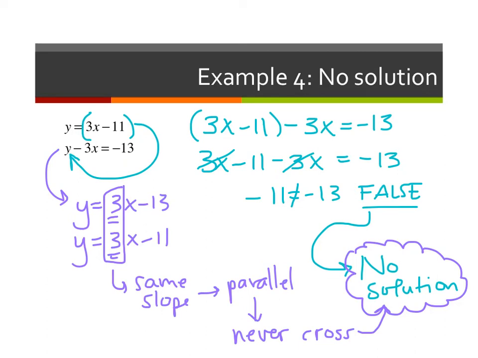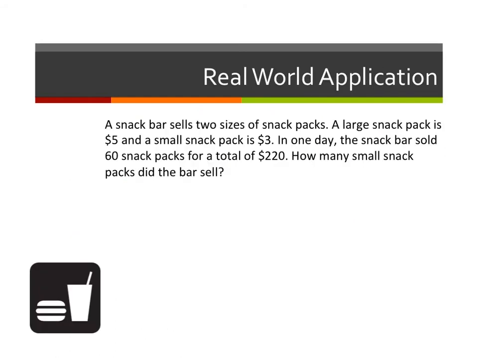Last one is an application problem. A snack bar sells 2 sizes of snack packs. A large snack pack is $5 and a small snack pack is $3. In one day, the snack bar sold 60 snack packs for a total of $220. How many small snack packs did the snack bar sell?